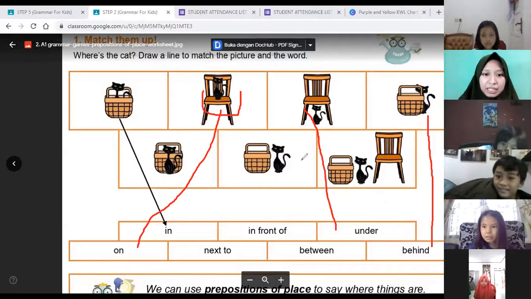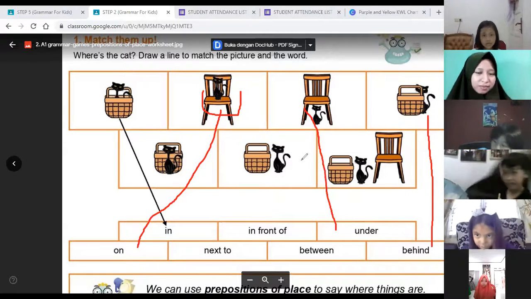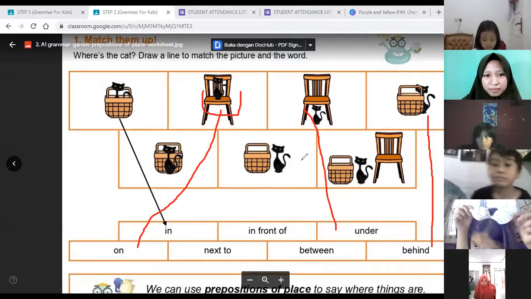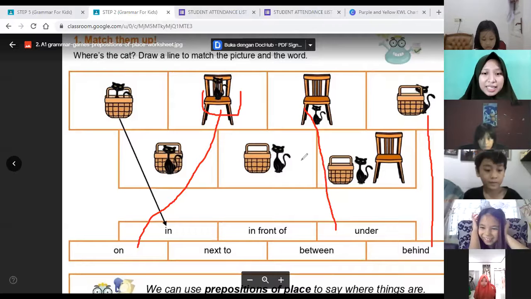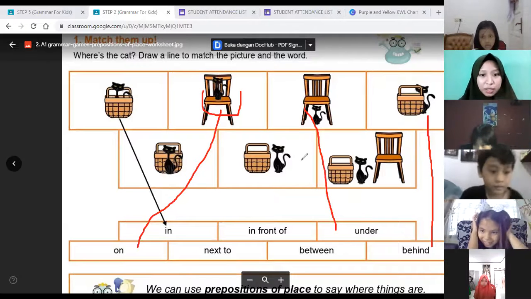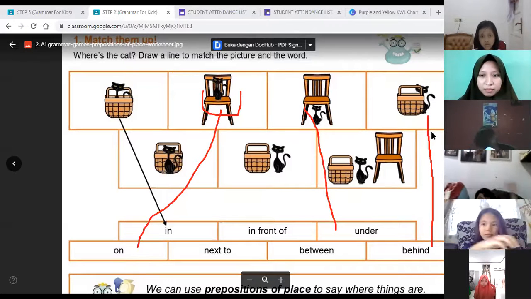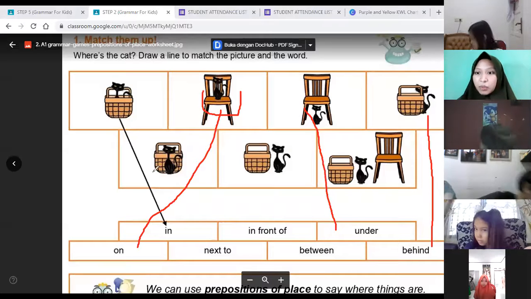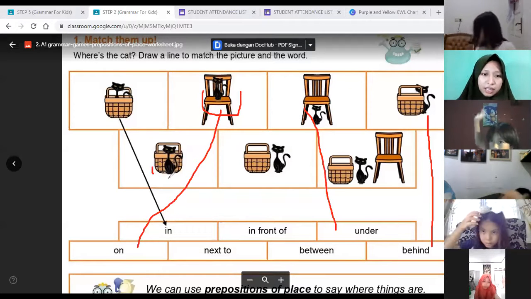Okay, so what about you, Nisa? Nisa, what is behind you? Nisa, what is behind you? Window. Okay, so let's see again here, everyone.